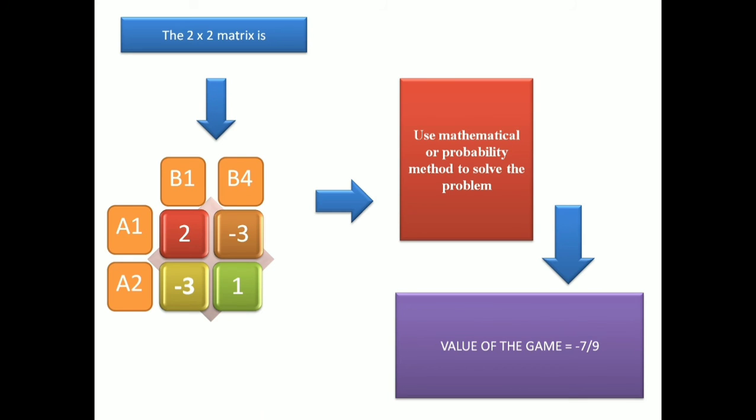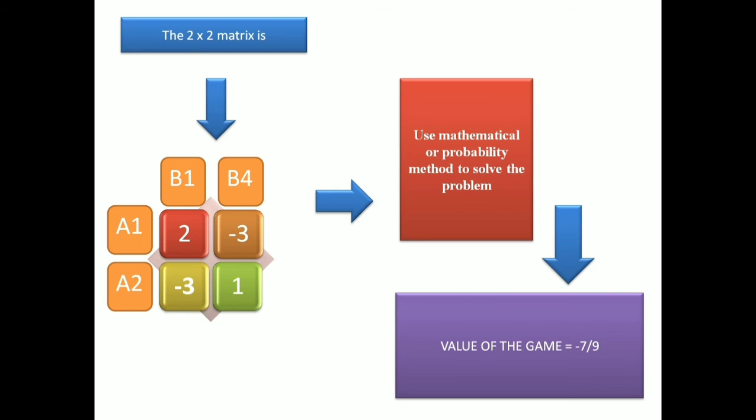So to convert that particular matrix into a 2 into 2 matrix, you are using this graphical method. After converting it into a 2 into 2 matrix, you can use the normal mathematical or probability method to solve the problem. So this is the way you can solve the first type of graphical method of game problem.